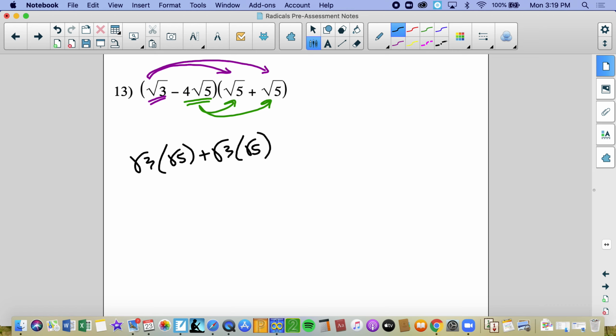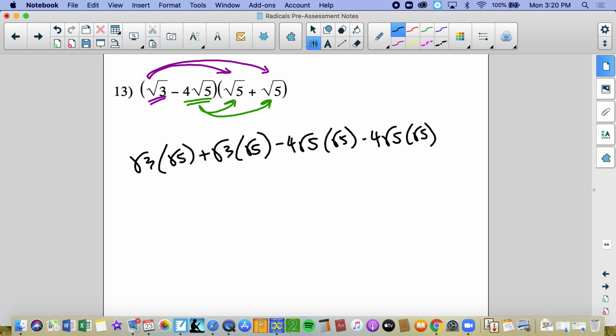Mac could have simplified. That's a bad example. I hate when I didn't see that. But technically, we could have simplified that first and made it 2 rad 5. And it would have saved us some time. But for foiling purposes, we'll continue here. And then we have negative 4 rad 5 times rad 5 and negative 4 rad 5 times rad 5. Oh, it hurts just to write it.